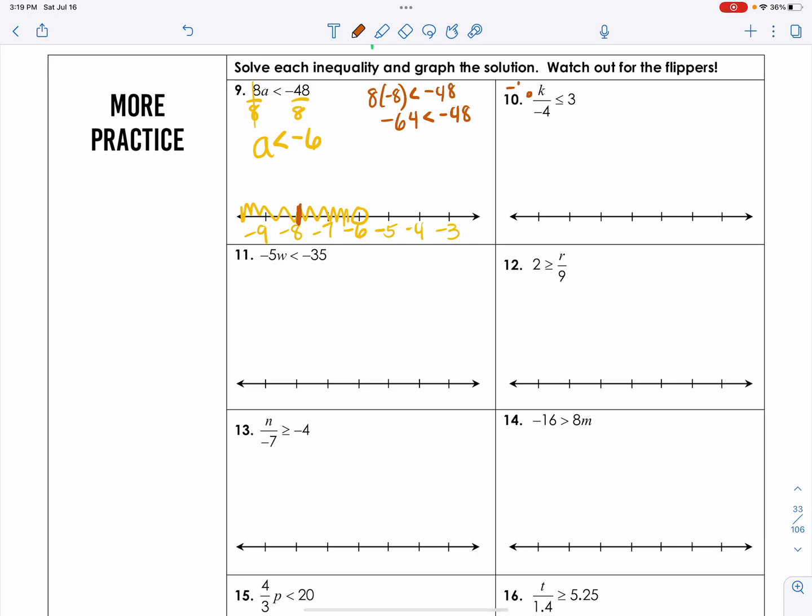I'm going to multiply both sides by a -4. Okay, that means you have to flip the inequality sign because this number that you're multiplying by is negative. So K is greater than -12. So -12, -11, -10, -9, -13, -14, -15. And I'm going greater than, so I'm going towards 0.